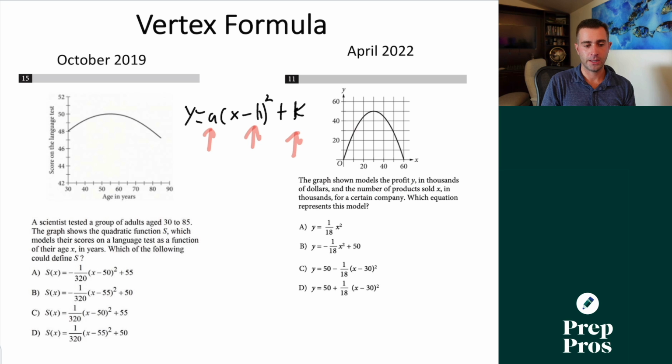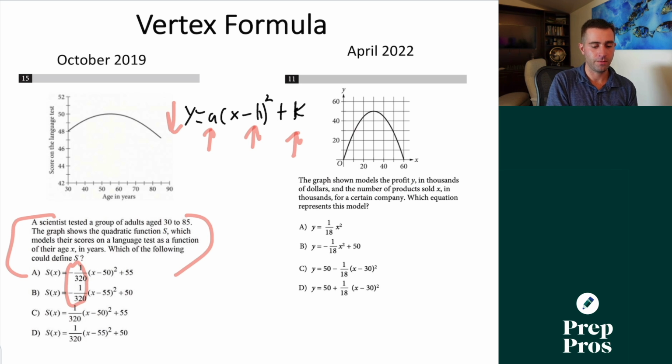So if we're looking at this example from October 2019, where we're told a scientist tested a group of adults aged 30 to 85, the graph shows the quadratic function s, which models their scores on a language test as a function of their age x in years. Which of the following could define s? Well, the first thing I notice is this is facing downwards. So that a value that comes before must be negative. So I can get rid of C and I can get rid of D quite easily.